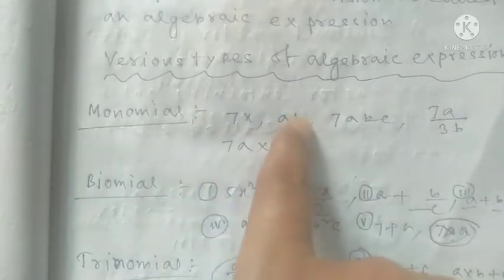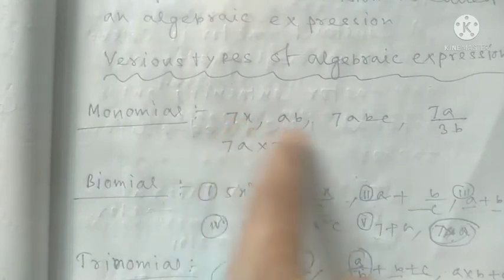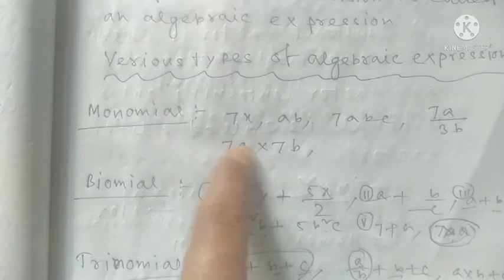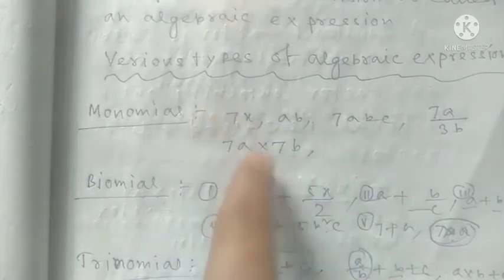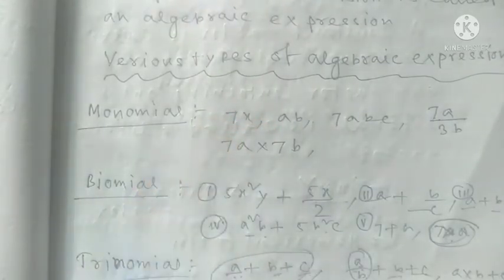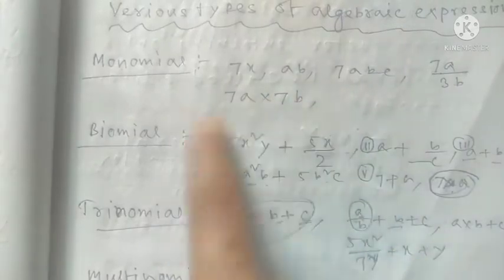For multiplication and division, you have to count only one term. 7x is one term. 7a into 7b is one term. So all of these are monomials. Monomial means which has only one term, right? So monomial is clear.